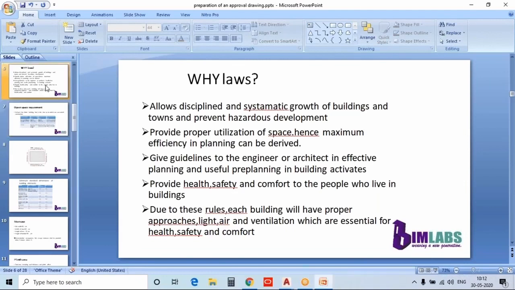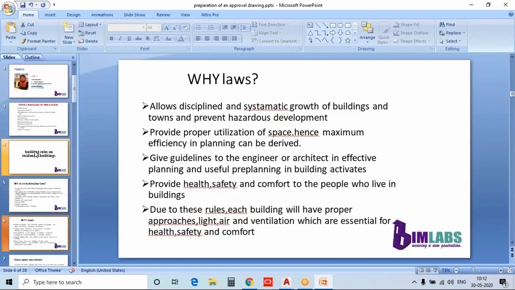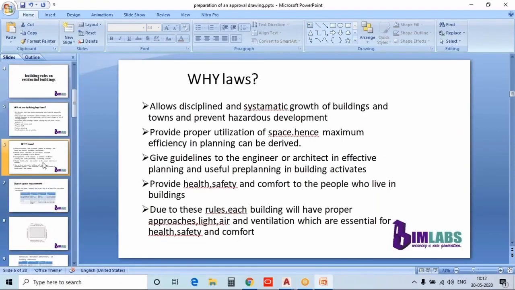First of all, if a client gives you a site and asks you to prepare an approval drawing, then first of all you have to visit the site and take measurements, and from there you have to prepare the site plan first.